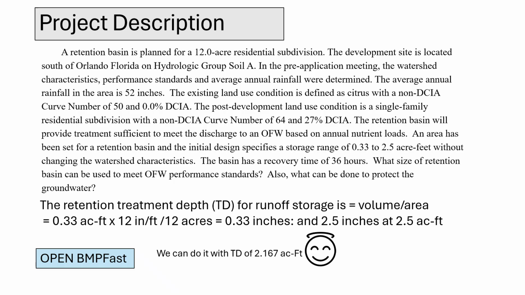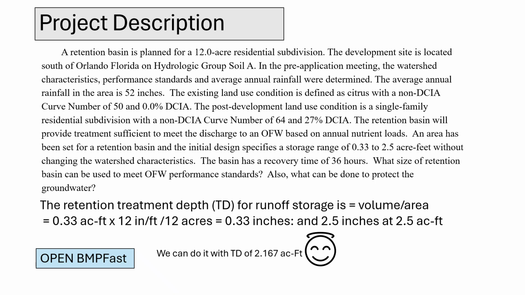The retention treatment depth, or TD, for runoff storage is calculated as the volume divided by the area. For example, a 0.33 acre-feet volume over 12 acres results in a 0.33-inch treatment depth.